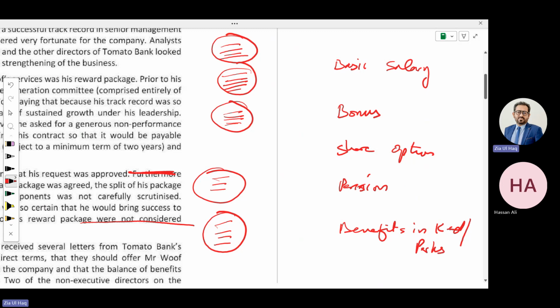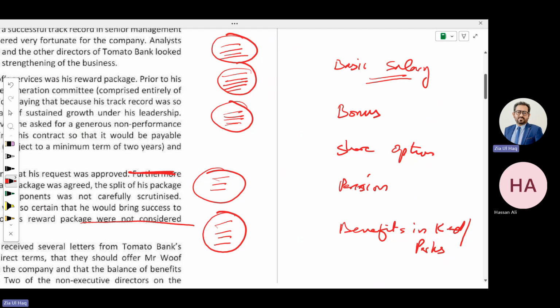What we need to do, we need to put these 5 headings. Define what is basic salary: that is a fixed pay that the company pays on a monthly or yearly basis. It's based on qualification, experience, competence. The higher the competence, the higher the pay. The lower the competence, the lower the job role, the lower the pay.